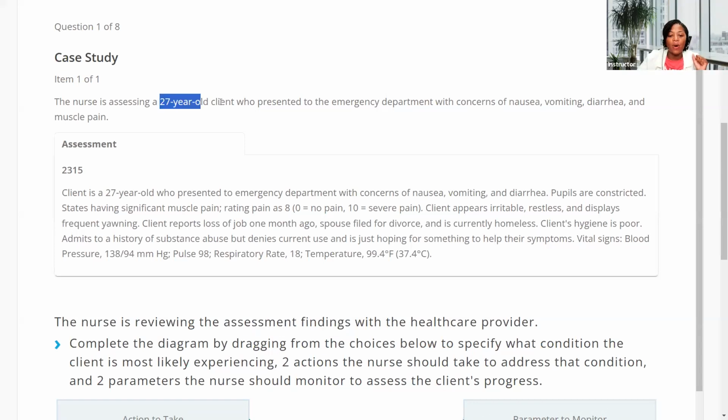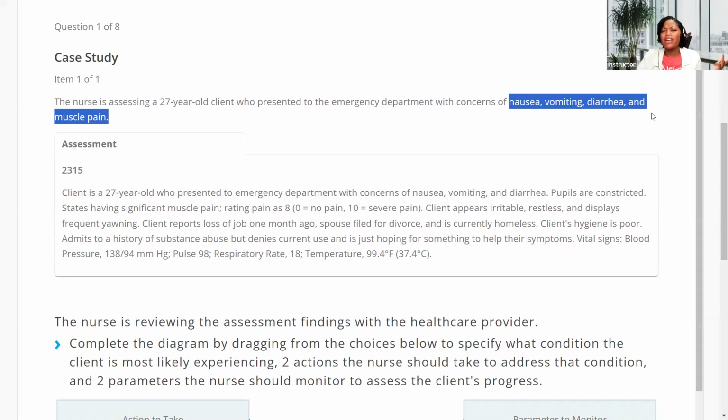So the nurse is assessing a 27-year-old client who's presented to the emergency department with concerns of, here's some abnormal findings: nausea, vomiting, diarrhea, and muscle pain. But how many of you know that that could be anything? Which is why they gave you four different options below, right? That could be anything. So we've got to comb through this assessment a little bit more to find out, what does the assessment findings align more with down below? Does it align more with an opioid, alcohol, methamphetamine dependency?